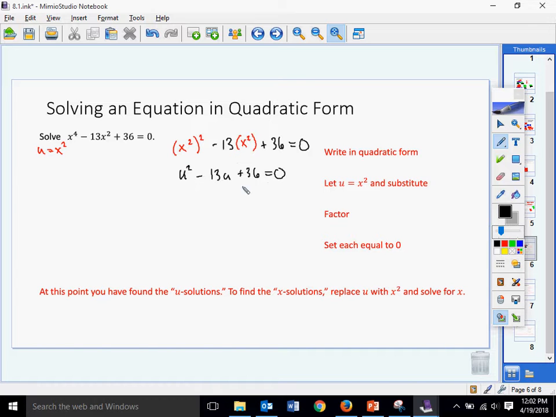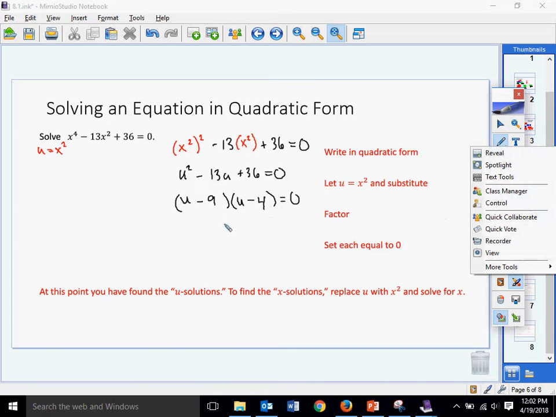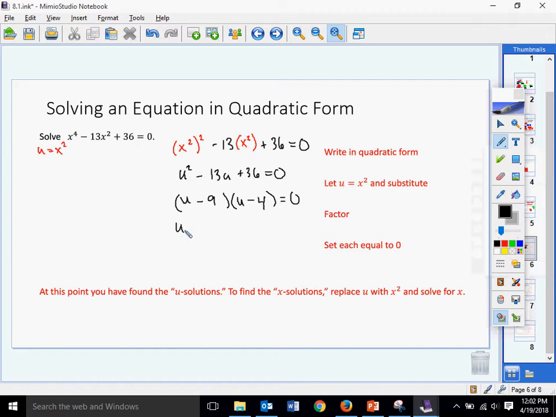So I'm going to factor it like I normally would, into two numbers that multiply to be 36 and add up to negative 13. So those two numbers would be negative 9 and negative 4. And now after I factor it, I'm going to set each of them equal to 0. So my first one, u minus 9 equals 0, and then u minus 4 equals 0. Solve each of these equations, so add 9 to both sides, and u equals 9. Over here I'm going to add 4 to both sides, and I get u equals 4.